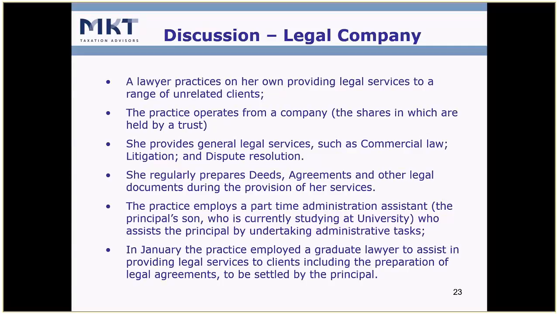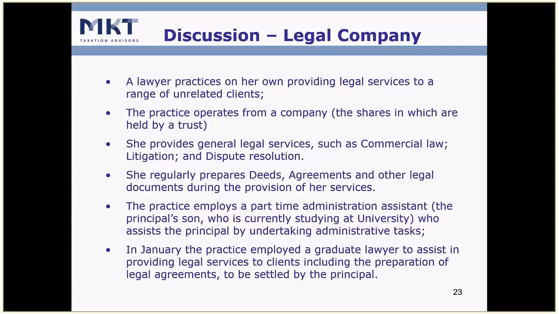Halfway through the year, the practice then employs a graduate lawyer who then assists the principal in providing legal services, generating fees. So she comes to you after the end of the year with all her stuff, wants you to do a tax for the company. So first question, not employee, it's an entity, don't have to worry about that. First question is, is that company deriving PSI? It's not that easy.